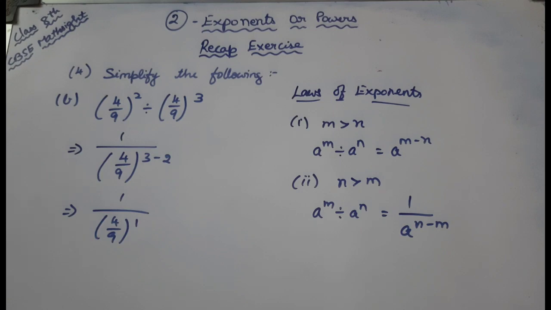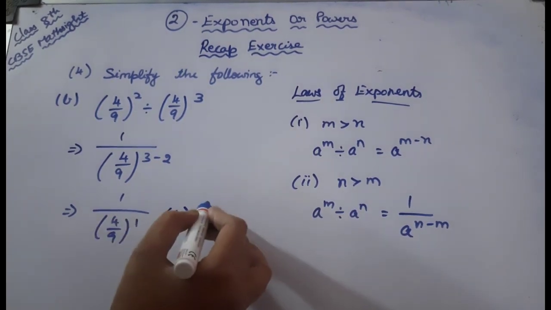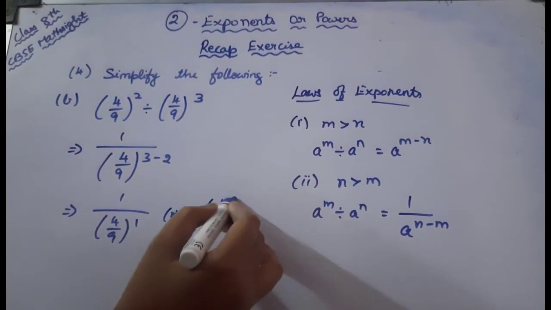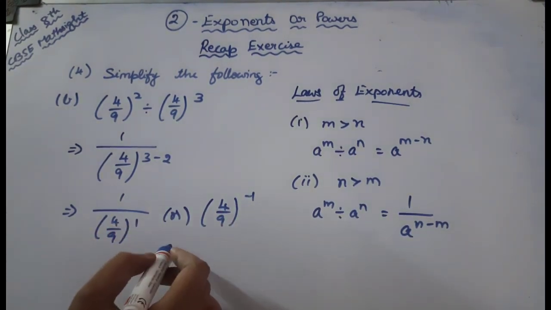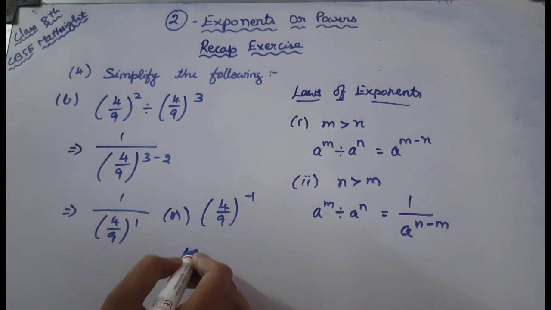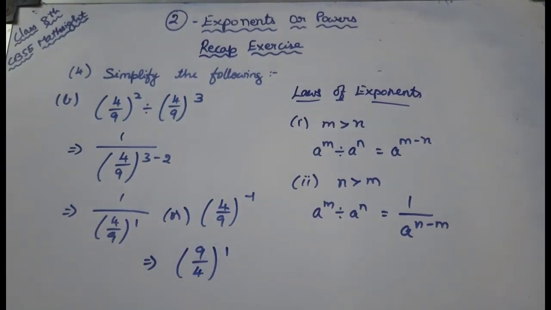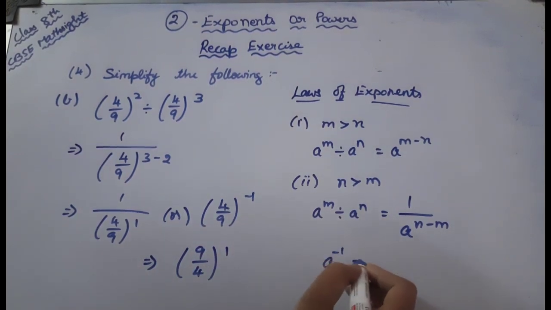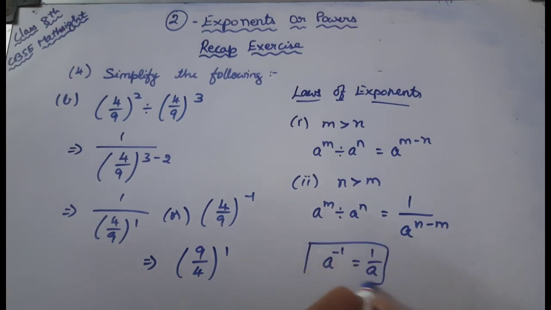So we can write it as 4 by 9 to the power of 1, or we can take 4 by 9 to the numerator, which becomes 4 by 9 to the power of minus 1, or we can reciprocal it and make it positive. So 9 by 4 to the power of 1. So we are using another rule, a to the power of minus 1 equal to 1 by a. So we are using this rule over here.